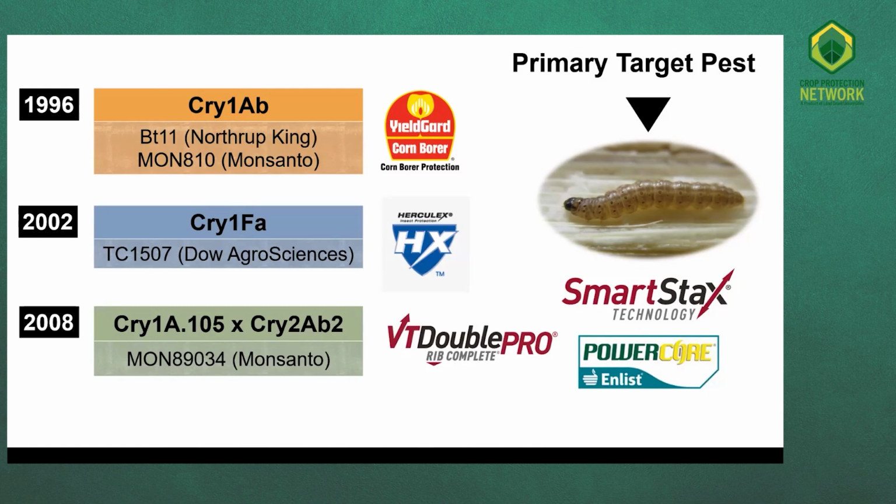Nowadays, the majority of the Bt hybrids that we plant in Canada and the US contain a pyramid, so at least two of these Bt proteins targeting European corn borer. The other above-ground Bt protein that's not listed here is Vip3A, and that one actually does not have any control of European corn borer. So it's always paired with some of these others that do.